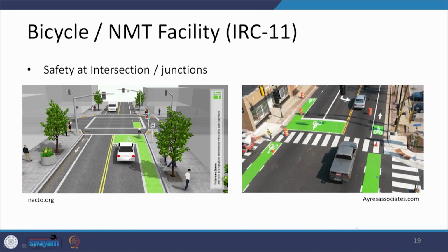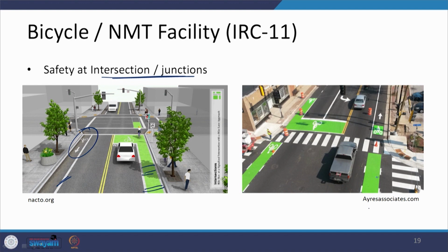Now, another safety which needs to be ensured is at intersections or junctions. When there is a lot of bicycle traffic, we need to provide a dedicated space for the movement of the bicyclist, which can be textured in different colors and marked with a bicycle marking, and separated by providing a continuous strip.